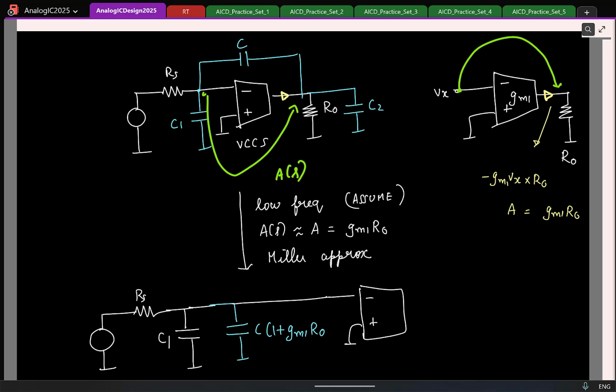So the moment I do this, you see that earlier this capacitor here was coupling these two nodes, correct? Now this fellow is not coupled. So this can be treated as an isolated first order RC section. What can you say about the pole location here? What is the total capacitance I have? C1 plus C into 1 plus Gm1 R naught. The resistance is Rs. I will write it as a conductance Gs.